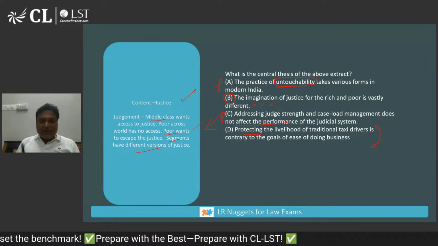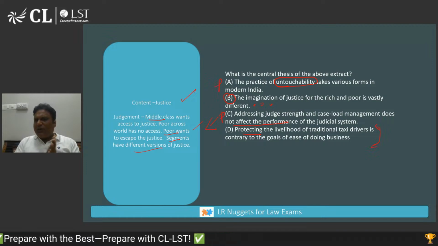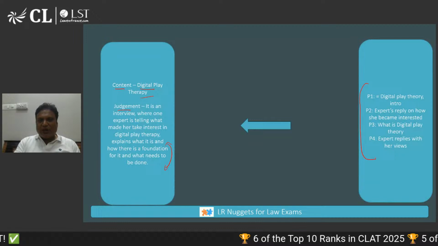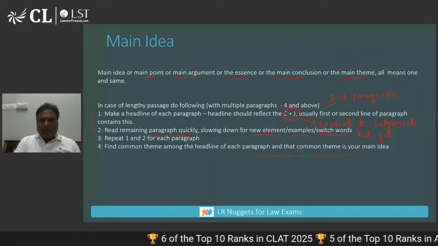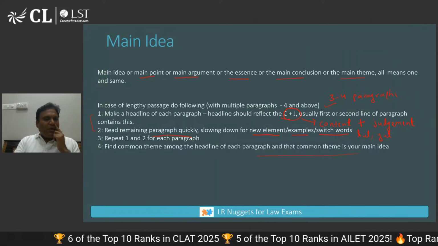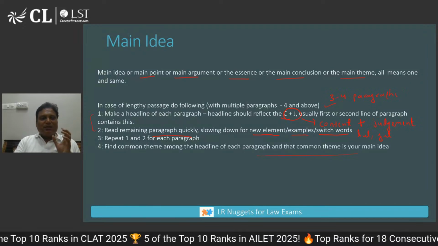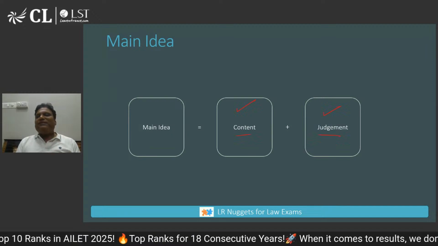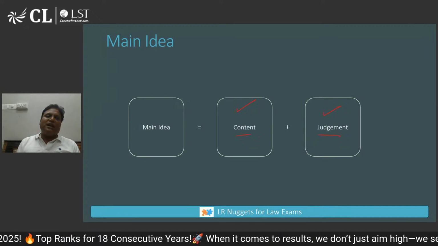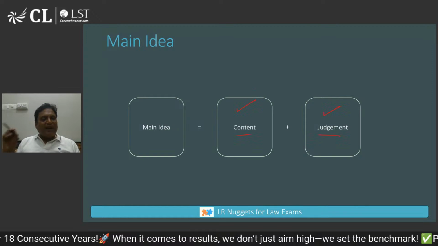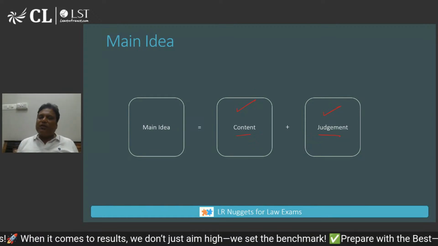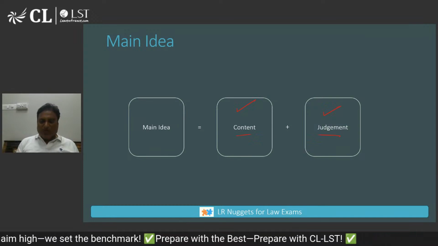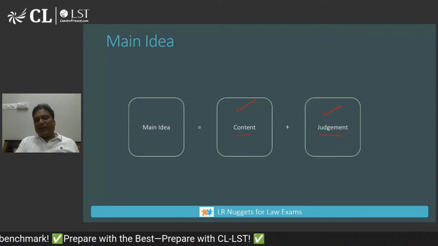So this is it for today's class. Let me quickly reiterate what we have done today, so you can revisit it later if you wish. We discussed the main idea: the main idea of the passage is content plus judgment. Then we solved a couple of passages, created a table of content for each paragraph, took out the content plus judgment from the table of content, and then answered the main idea question.